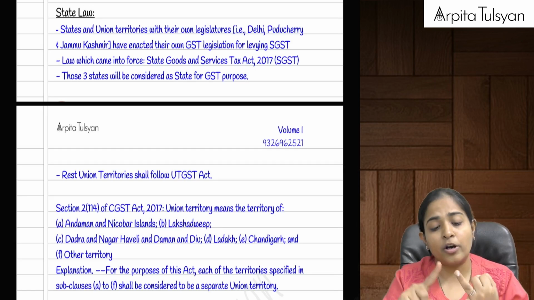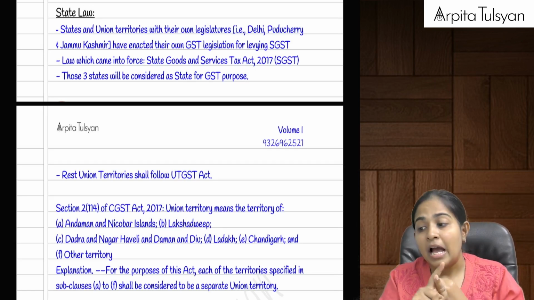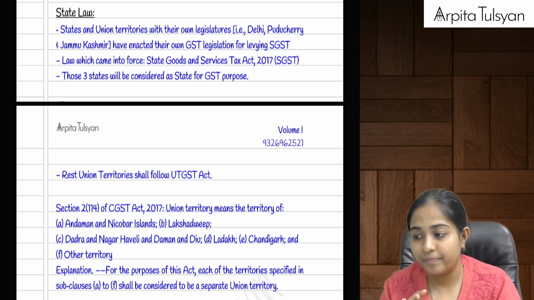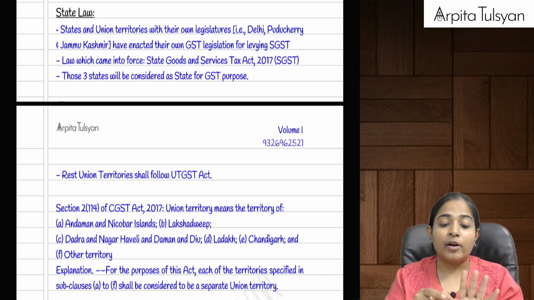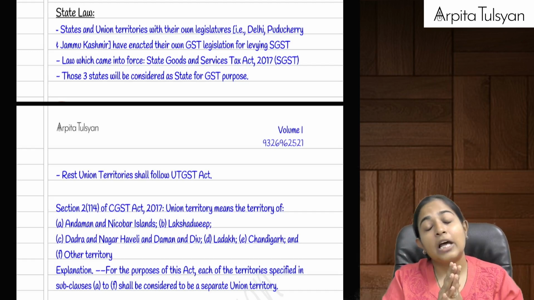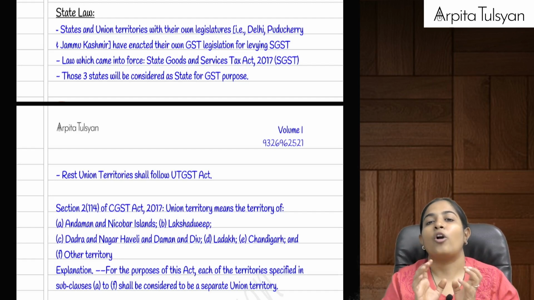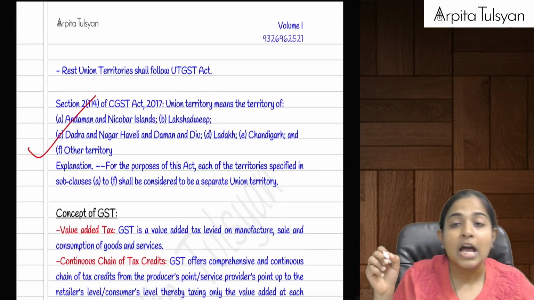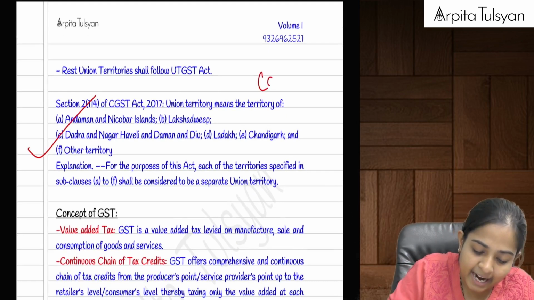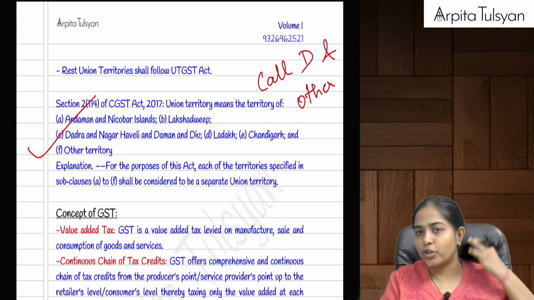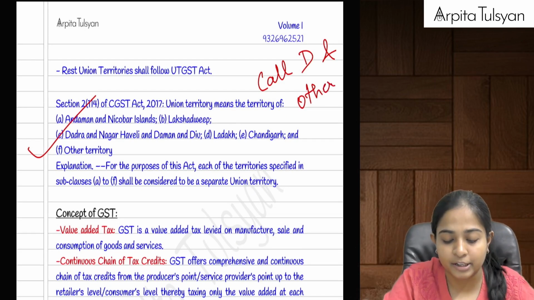Now, apart from that, Chandigarh, Andaman Nicobar, Lakshadweep, Ladakh, Daman, Diu, Dadra and Nagar Haveli and other territory. These will be called union territories. I think you can see the list here, everyone. Can you see this? In the main lecture I told you we can remember it as Call D and others. That was your abbreviation, your short form to remember these particular union territories.